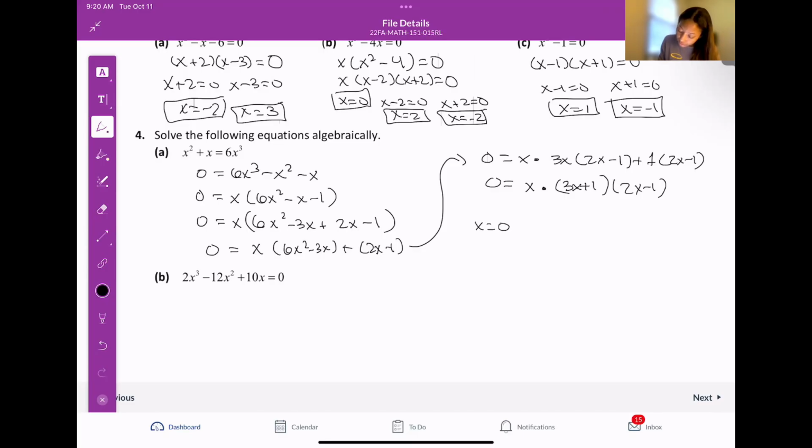So x equals 0, 3x plus 1 equals 0, and 2x minus 1 equals 0. All right, x equals 0 is one answer, 3x equals negative 1, so x equals negative 1/3 is the other, and 2x equals 1, so x equals 1/2 is the last one.